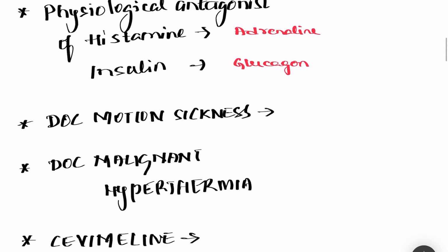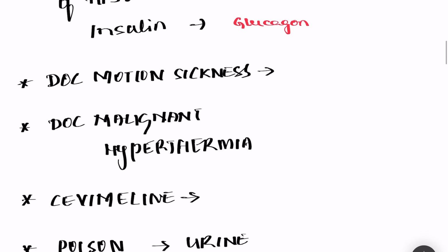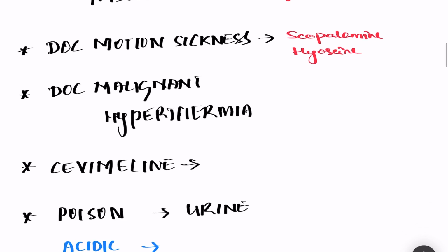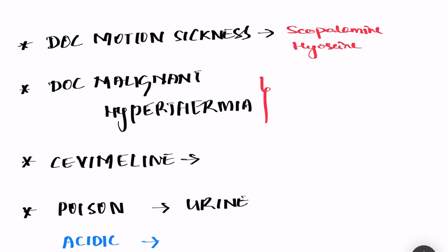So which is the drug of choice for motion sickness? It is your scopolamine, which is also called hyoscine. So which is the drug of choice for malignant hyperthermia? For malignant hyperthermia, the drug of choice will be your dantrolene sodium.